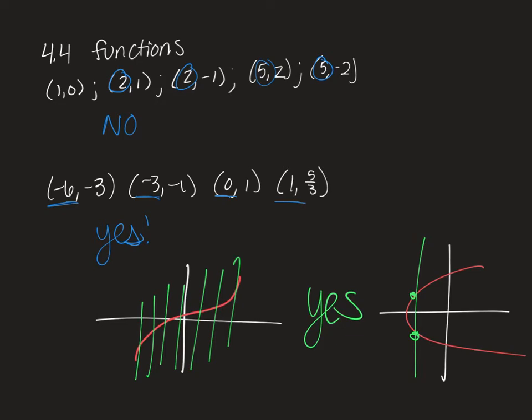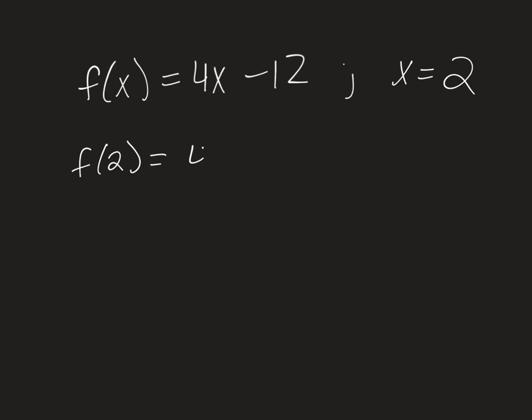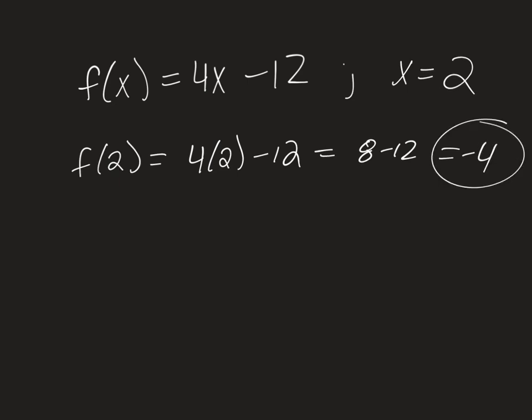Okay, and then let's just do one quick example with evaluating functions. So for that, you're going to be given some kind of function. And then it's going to tell you to evaluate it when x is equal to something. So let's say 2. Keep it easy. Right, so that just means you're plugging in a 2. So you're going to do 4 times 2 minus 12. So 8 minus 12, which is negative 4. Plugging in numbers.